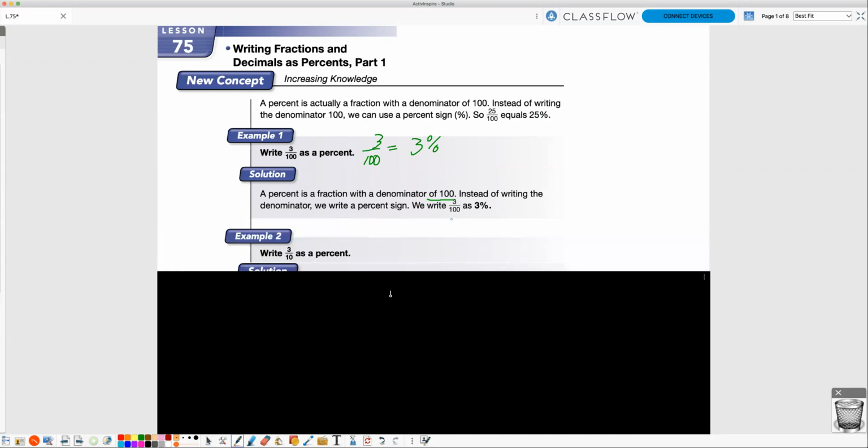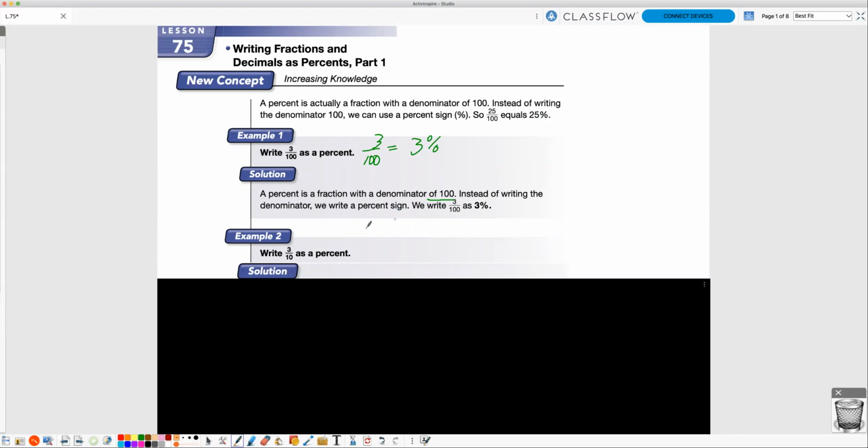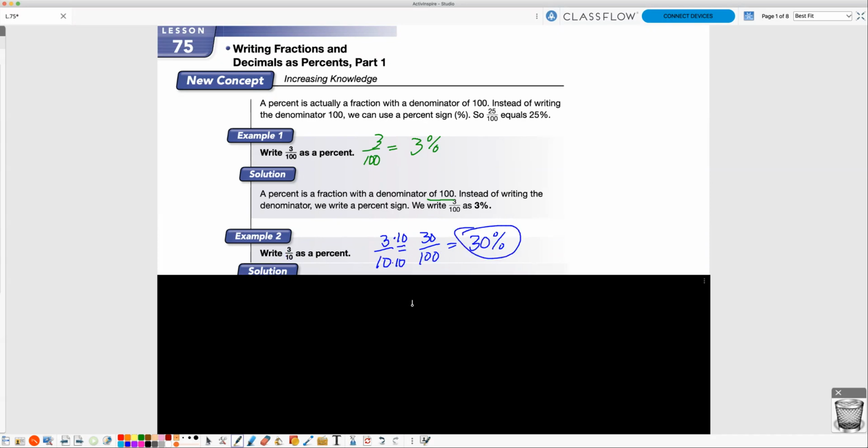Example 2, write 3/10ths as a percent. Well, this one might throw you for a loop. You have to keep in mind that 3/10ths is the same as 30 hundredths. How do I know? Because this one times 10 will get me to 100, and this one times 10 will get me to 30. Now I know what this is as a percent. It's 30%.